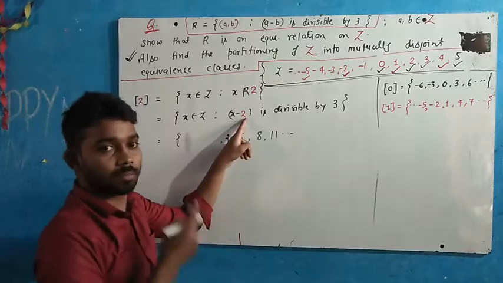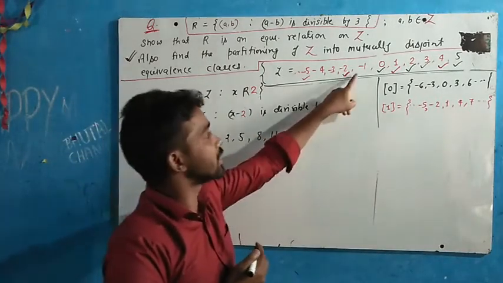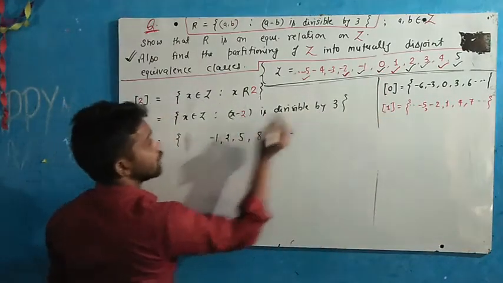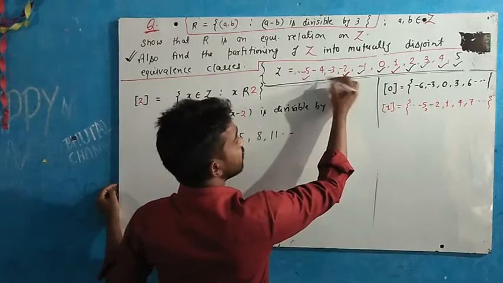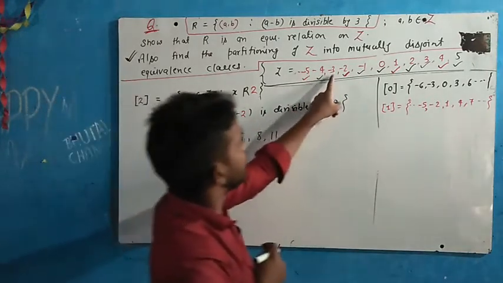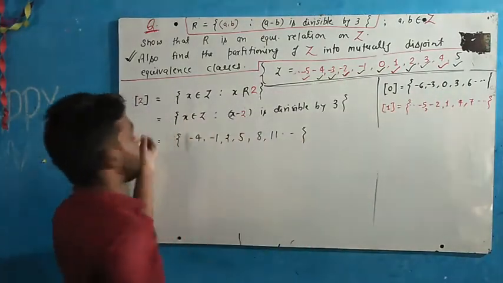-1 minus 2 is -3 and it is divisible by 3. Yes, it is divisible by 3. So the x value -1 we can take. It means -1 is just taken out. So of course the next will be -4, and -3 is already here, I think. Yes, it is already taken. Clear? So these are the elements of the equivalence class of 2.